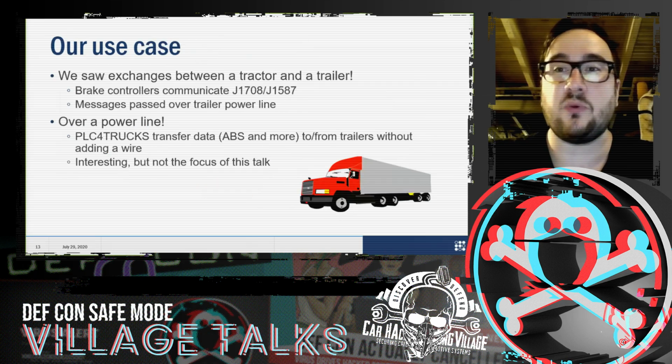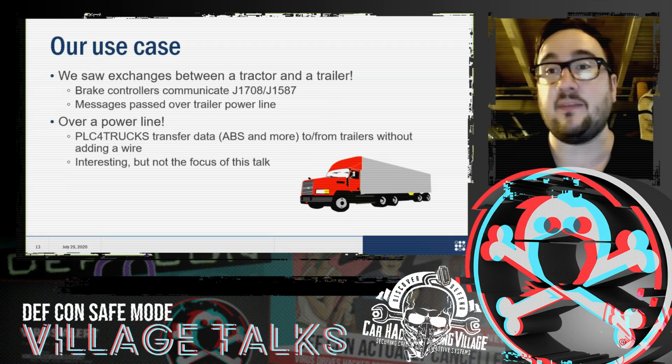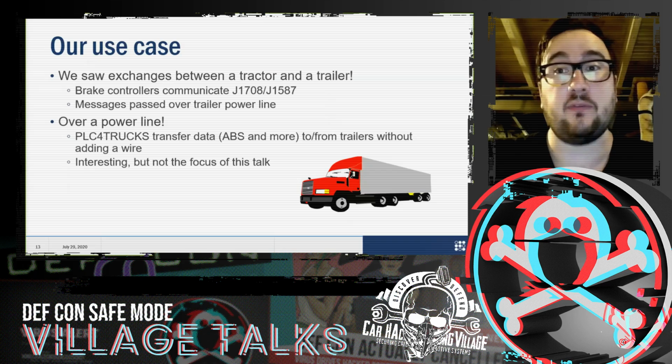So our use case, we were observing exchange between a tractor and a trailer. As I said, the brake controllers communicate over J1708 and J1587, and these messages actually pass over a power line, which is very cool. Trailer manufacturers did not want to add another wire or two needed for an ABS communication. So they superimpose a sinusoidal wave on the power line going from the trailer, which then gets filtered out on the trailer side and on the truck side, depending if it's using that communication. It's very cool, but Dan and I did not focus our time on this. We were working on the J1708 and J1587 protocol.